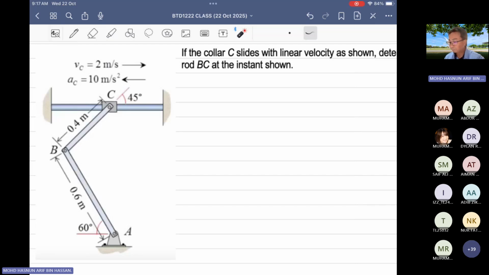So in this case, the collar C here is moving to the right. The collar C is moving to the right because the direction of velocity VC is pointing to the right.